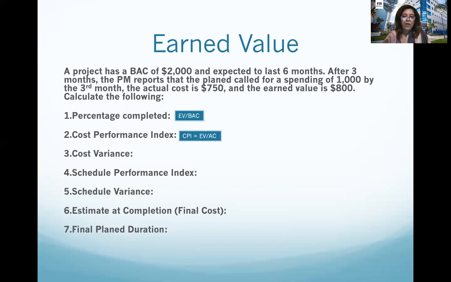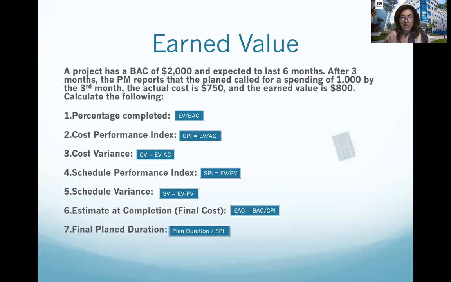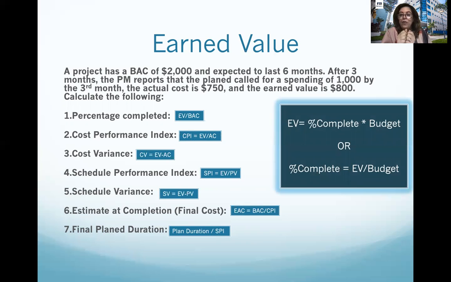So what are the formulas we need to use in order to resolve these 7 questions? From my previous screen, remember the earned value equals percentage complete multiplied by the budget, which is the same as saying the percentage complete is equal to earned value divided by budget. So you can just use this formula as is. Percentage completed is the earned value divided by BAC.